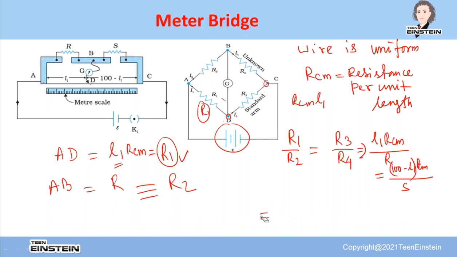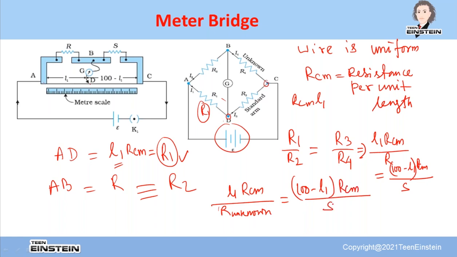If I simplify this, I'll write again: L1 into RCM divided by R, which is the unknown resistance that we have to calculate, equals 100 minus L1 into RCM divided by S. This is the standard resistance which I can vary to get the null condition in the meter bridge. So this RCM can be removed. I have to find out R unknown.